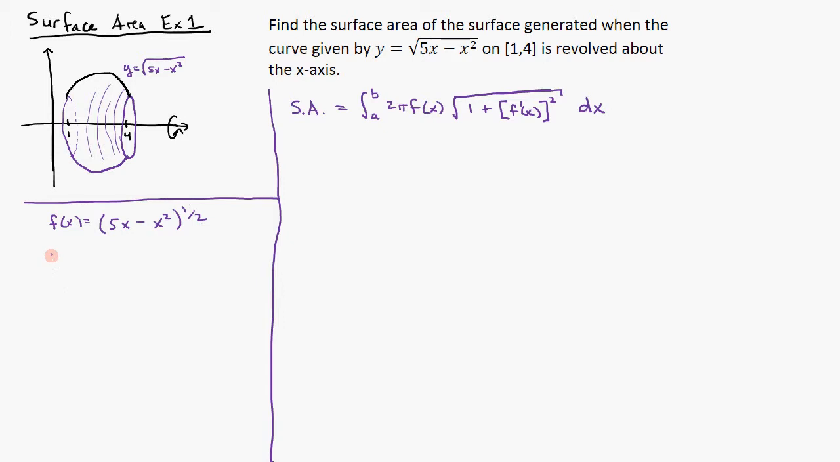And now to compute the derivative, we have to use the chain rule. So f prime of x: first we take the derivative of the outside, so the 1/2 comes down. The inside stays the same, 5x minus x squared. Decrease the exponent by 1, so if I subtract 1 I get minus 1/2. Then times the derivative of the inside. The derivative of 5x is 5, and the derivative of x squared is 2x.